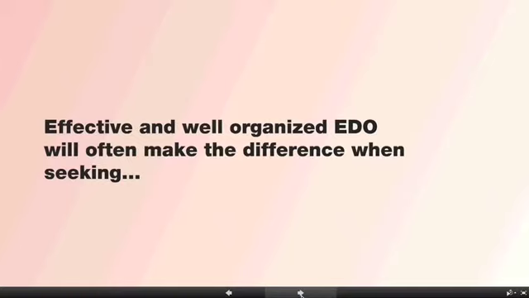Again, an effective and well-organized election day operation, that's what EDO means, election day operation, will often make a difference. And certainly it does in close elections. Like I said, 3 to 5% is kind of what is known in the industry as swaying the vote. And so if you're expecting a close race, and frankly, all folks running for office should expect a close race, you should always run the race like you're 10 points behind. You should have an effective election day operation.